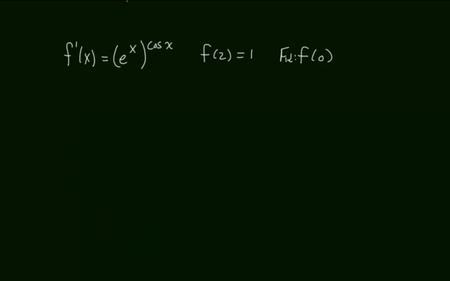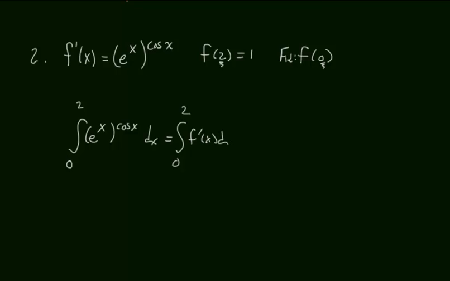Try example 2, where f prime of x equals e to the x to the cosine x, f of 2 equals 1, find f of 0. So we will say that the integral from 0 to 2, because those are our two conditions here, of e to the x to the cosine x dx, which is the integral from 0 to 2 of f prime of x dx, which by the fundamental theorem of calculus part 2 is f of 2 minus f of 0.